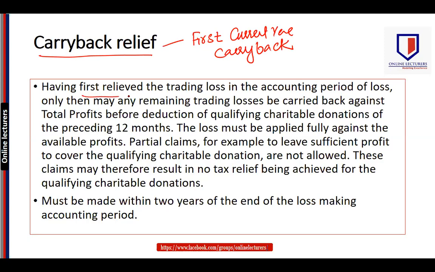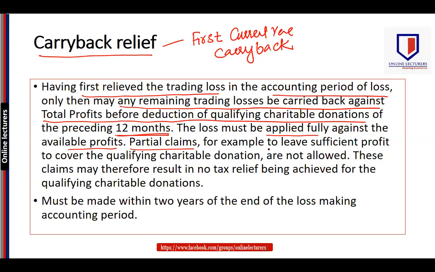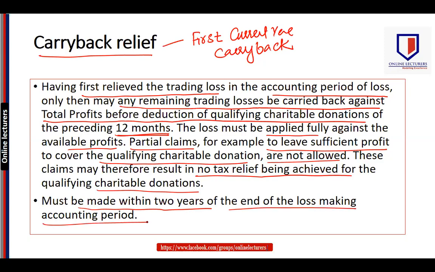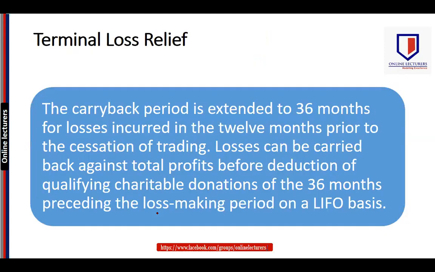So having first relieved the trading loss in the accounting period of loss, any remaining trading losses can be carried back against total profit before QCD of the last 12 months. This is important, the last 12 months. The loss must be applied fully against the available profit. A partial claim, for example to leave sufficient profit to cover QCD, is not allowed. These claims may therefore result in no tax relief being achieved for the qualifying charitable donations. As far as the date is concerned, it must be made within 2 years of the end of the loss-making period, which is the same as the current year relief.